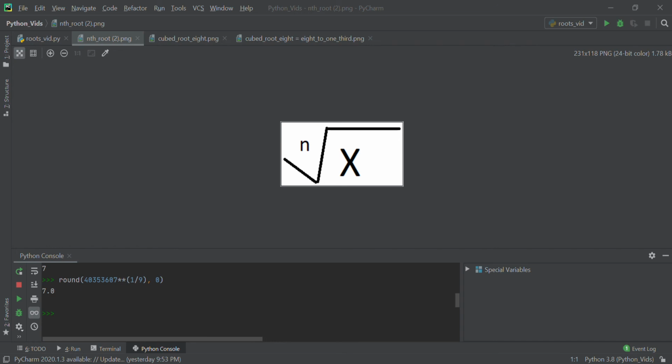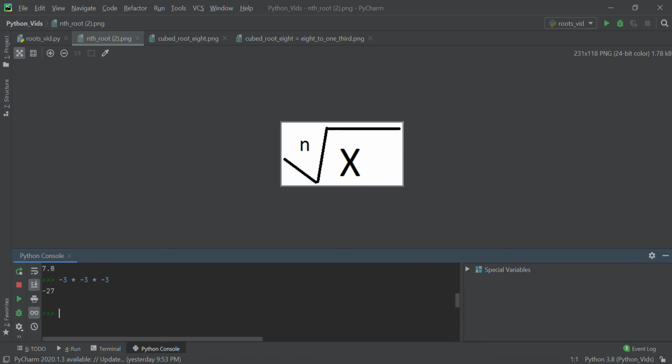If you're taking a cube root of a negative number, say negative 27, you expect to get negative 3 as your answer, right? Because negative 3 times negative 3 is positive 9, and positive 9 times negative 3 is negative 27. Just to show you, negative 3 times negative 3 times negative 3. Okay, good.